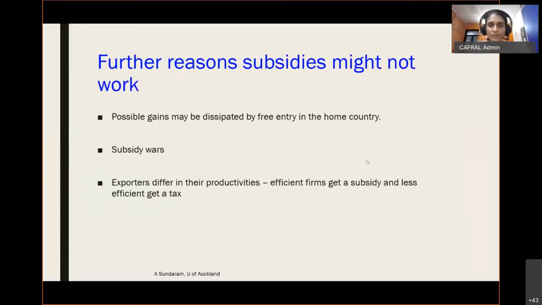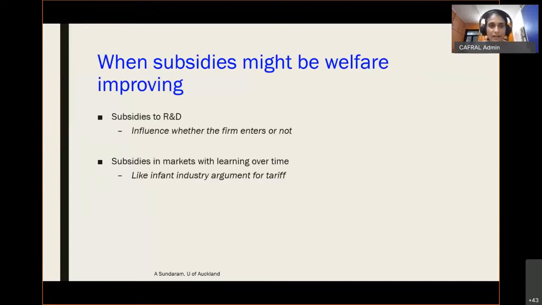So for the reasons that subsidies may not work, you can have subsidy wars where the US has an agricultural subsidy and then the EU and say India retaliate with their own subsidy, and that can only make the situation worse. Okay. When can subsidies be welfare improving? As I said, subsidies to R&D, when you can induce a firm to enter, right? So you can help a firm to enter the market, then the R&D subsidy can actually be welfare improving. Or just like with the tariff, right? Infant industry argument, if you can have subsidies in markets where competitiveness will improve over time, then it might make sense. Okay. So I will stop there with the subsidy.